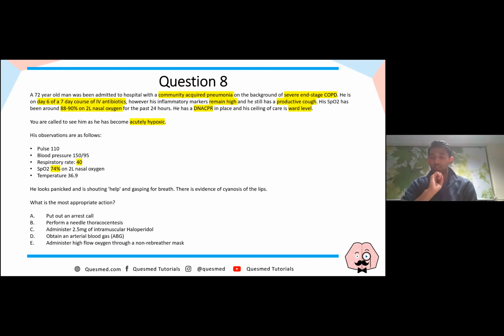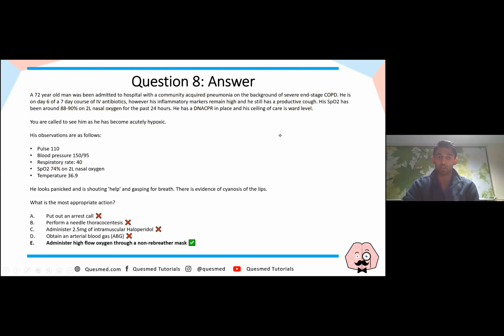Okay, so let's go through each of the answers and say why they are correct or wrong. Okay, so option A, put out an arrest call. We know he's got a DNACPR, so this isn't the answer. Easy. Option B, needle thoracentesis. So this is for the differential of pneumothorax. The question you have to ask yourself though is, in this patient with severe end-stage COPD, refractory community-acquired pneumonia with a ward-based ceiling of care, is an invasive procedure like thoracentesis plus or minus a chest drain really in this gentleman's best interest, given the severe end-stage COPD and refractory infection? Probably not.